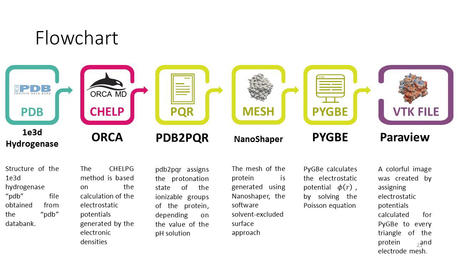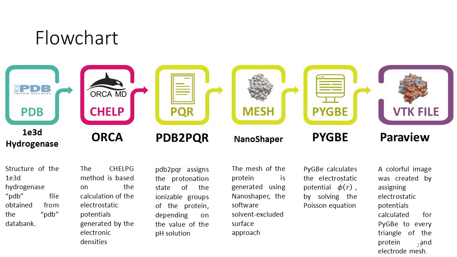And after that, once you have this information, you can submit all of it to do the calculation with PyGB. PyGB's input requires a text file that indicates how the information is organized. Basically, you need to indicate where the mesh for the protein, the mesh for the electrode, and the charge are. For more details, you can read the manuals of PyGB. It's not complicated, but it's necessary to read the manual to really understand how the software works.